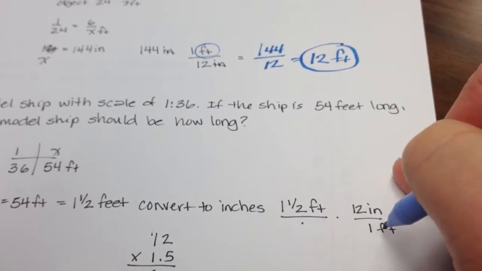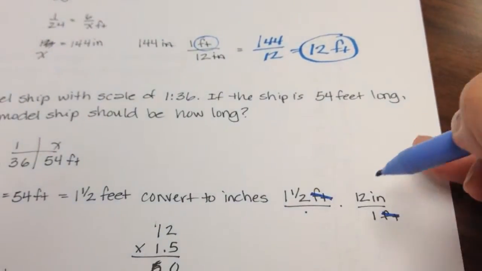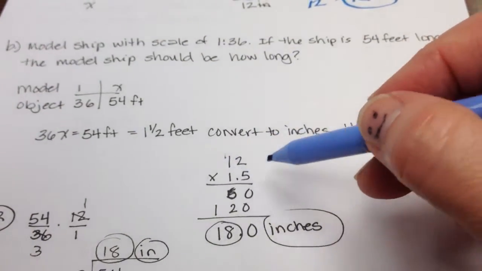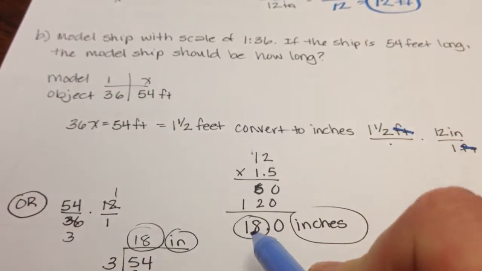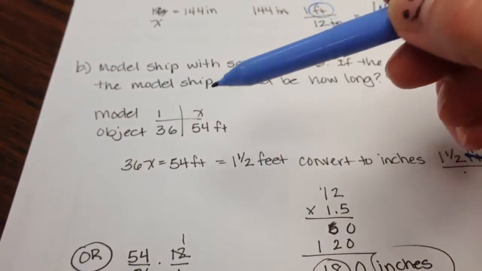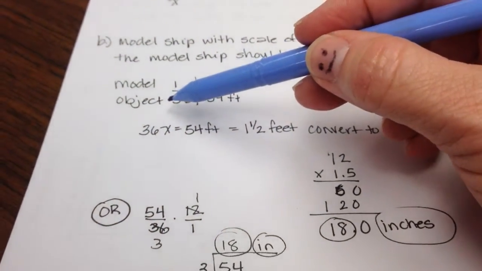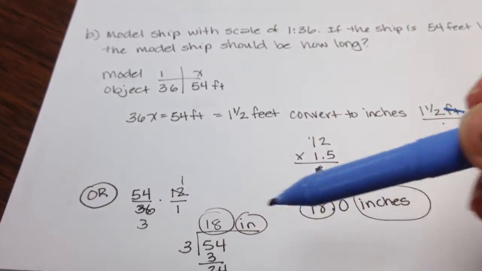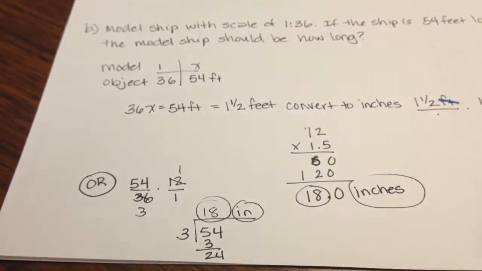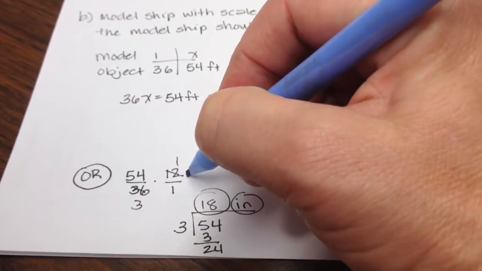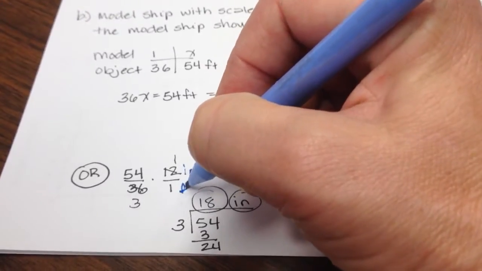I get rid of my foot and my foot over here, so 1.5 times 12, or 12 times 1.5, you get 18 inches, okay? Or we could have put 54 over 36, 12 over 1, done all of that, and we get 18 inches. Why 12? Because there are 12 inches in 1 foot. So really you're thinking, okay, this is 12 inches, this is 1 foot.